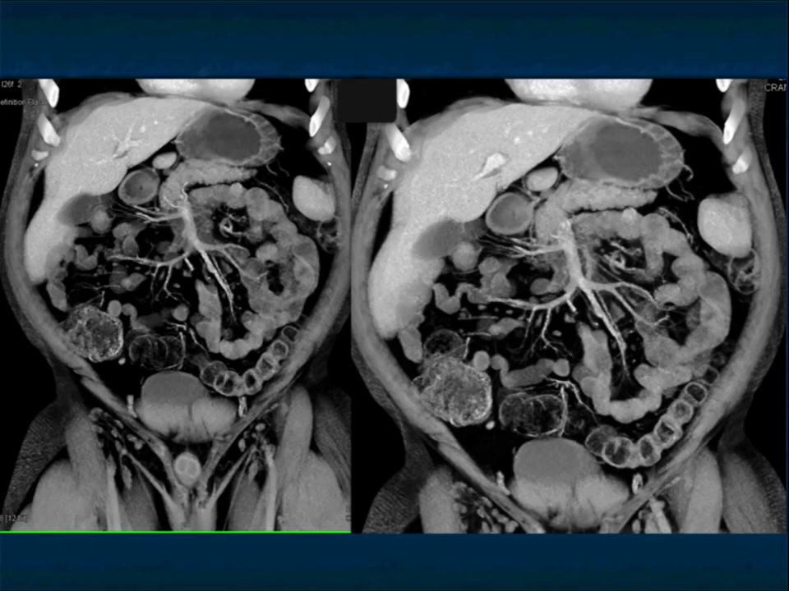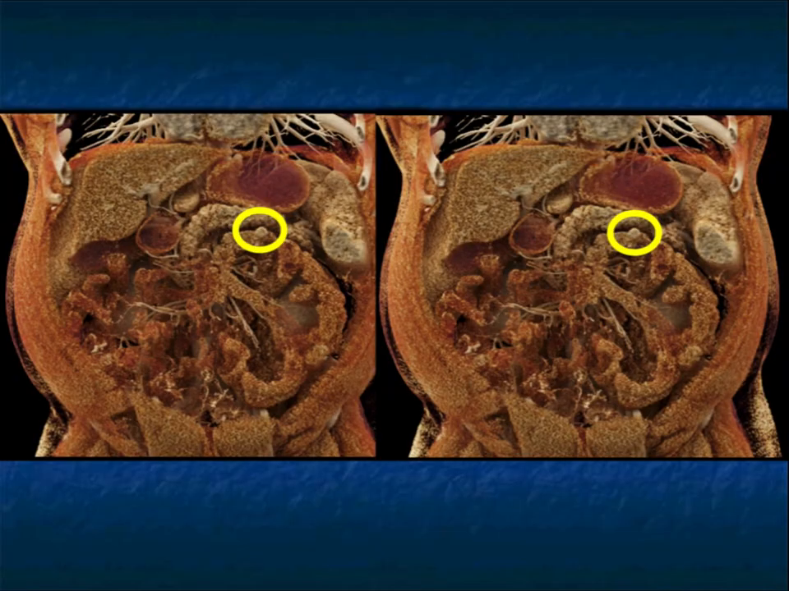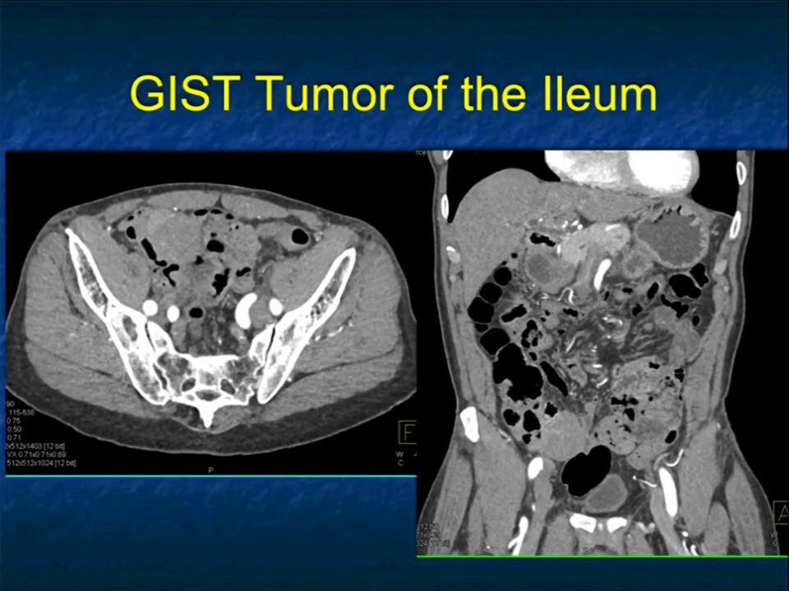But you can see as we do CT with better techniques, thinner sections, post-processing, small incidental GIST tumors are something we're going to see more of. And of course, you can see it very nicely, even better, on the patient's cinematic rendering. One of the challenges sometimes with GIST tumors is they get larger, they're exophytic, and you're not certain they're coming from bowel. Patient had vague abdominal pain.